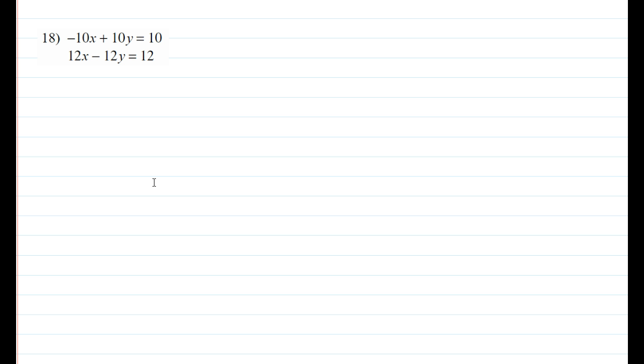All right, for 18, I don't have opposites, so I need to make opposites. A couple different ways you can do this. The easiest way is just take these two numbers and multiply them. So if I want to get rid of the x, I multiply the top by 12 and multiply the bottom by 10. You can also find a least common multiple, but since these numbers actually work out pretty nice, I'm just going to go ahead and multiply everything by 12.